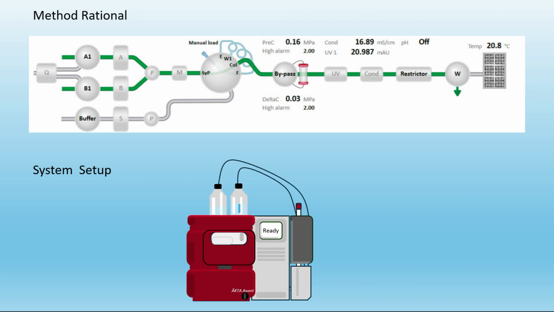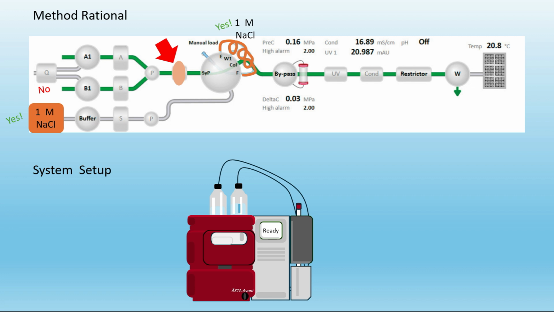If you're using any kind of AKTA system, you have to inject using either the sample loop or the sample pump. You cannot inject through the system pump, because as you pass through the space where the pump heads are and also pass through the mixer, the bolus will be diluted or mixed. The bolus needs to be injected directly onto the column.